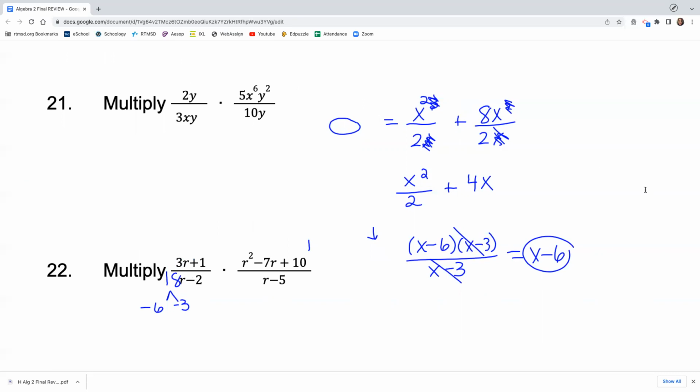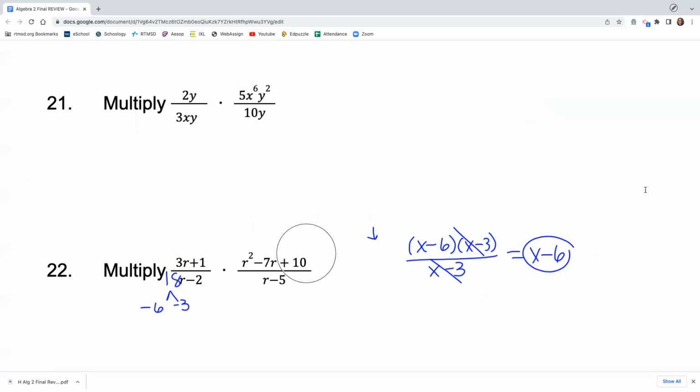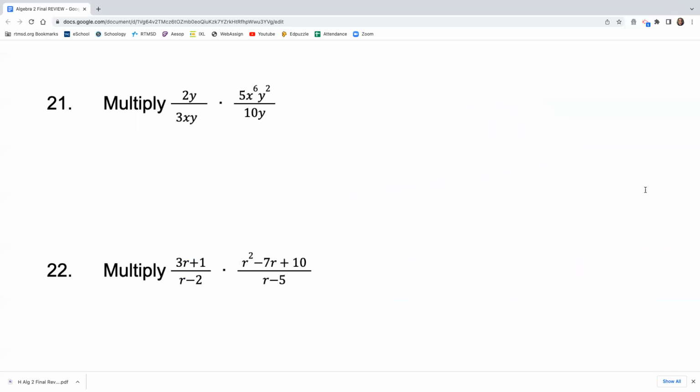All right, multiplying fractions. When you're multiplying fractions, we know you multiply the numerators times the numerators, the denominators times the denominators. I'm basically just going to do that and simplify last. So 2y times 5x to the 6, y to the second. 2 times 5 is 10. Y times y to the second is y to the third. So this numerator is going to be 10x to the 6, y to the third. Over 3 times 10 is 30. And x times y is going to be xy squared.